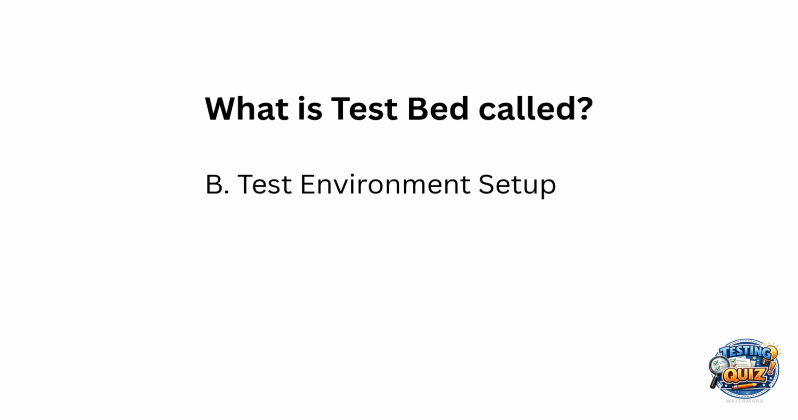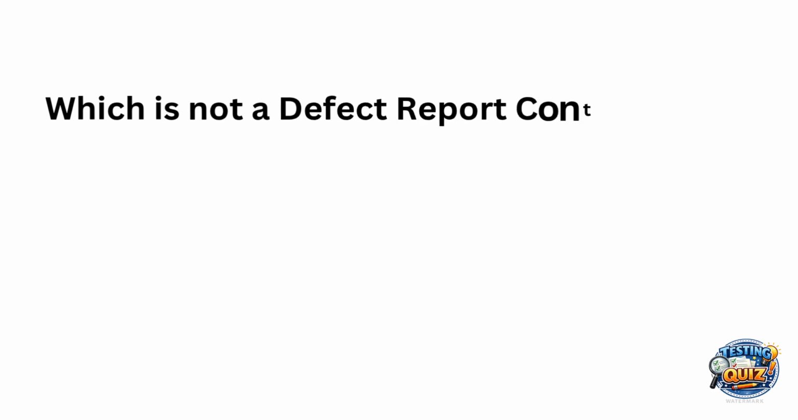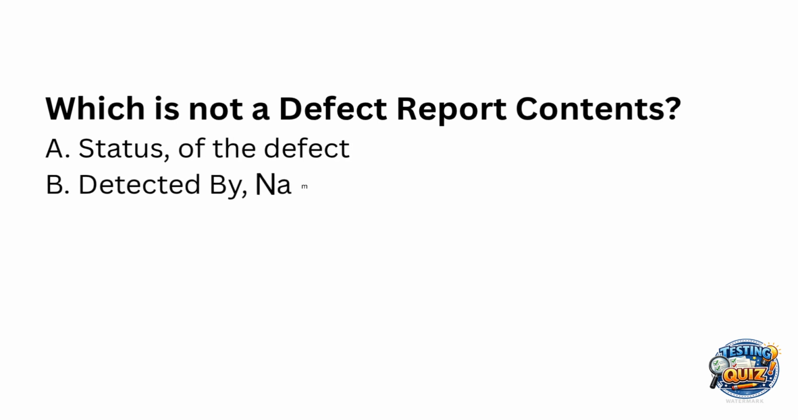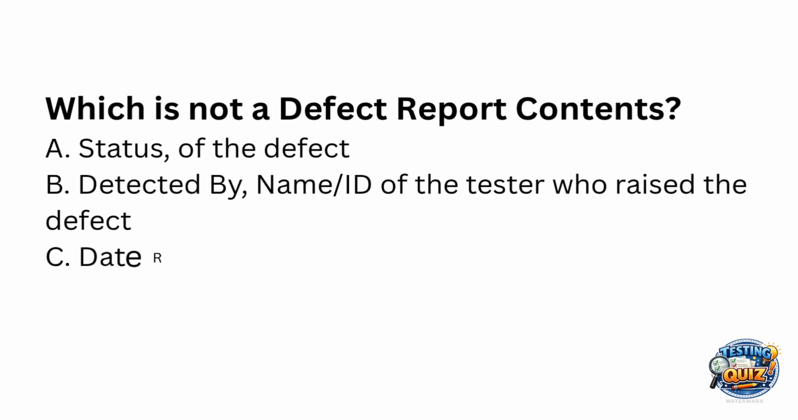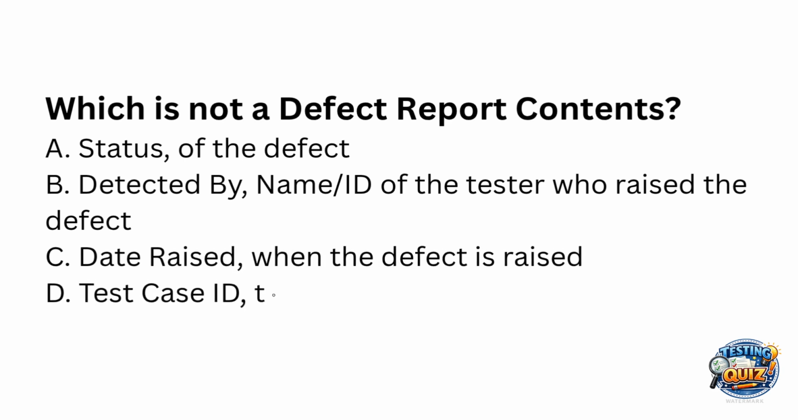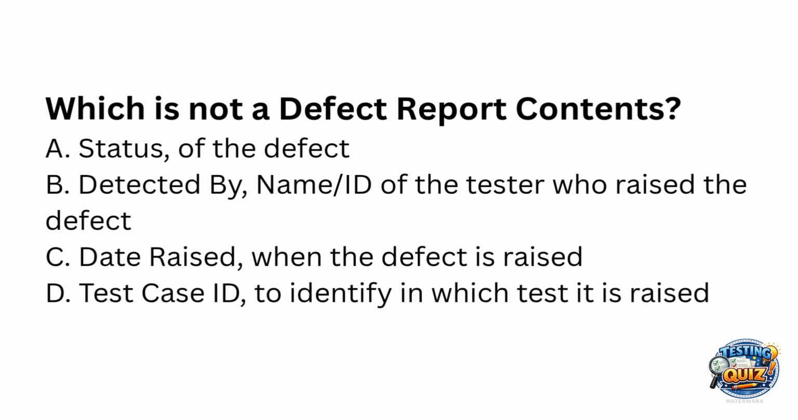The correct answer is B. Test environment setup. Which is not a defect report content? A. Status of the defect. B. Detected by name or ID of the tester who raised the defect. C. Date raised when the defect is raised. D. Test case ID to identify in which test it is raised.